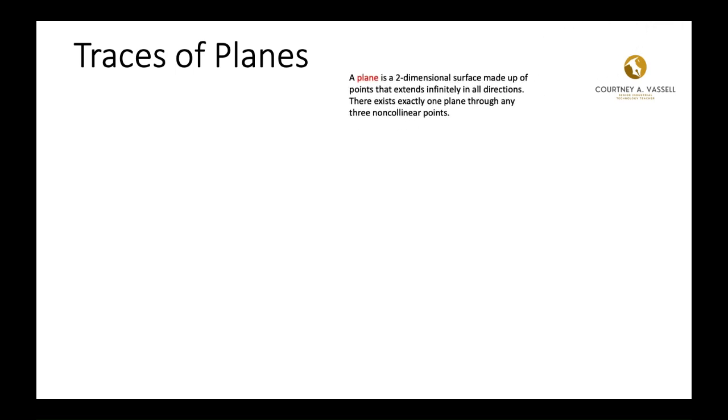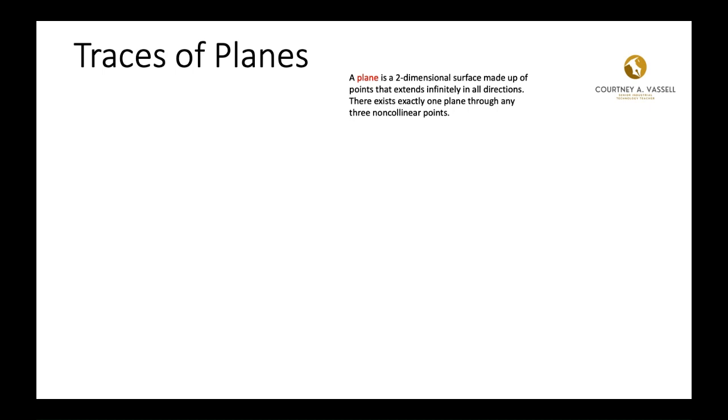And today we'll be looking at traces of planes. Last series we looked at traces of the line in the horizontal plane, and traces of a line in the vertical plane. Now we're going to look at traces of a plane. So for recap, a plane is a two-dimensional surface made up of points that extends infinitely in all directions.